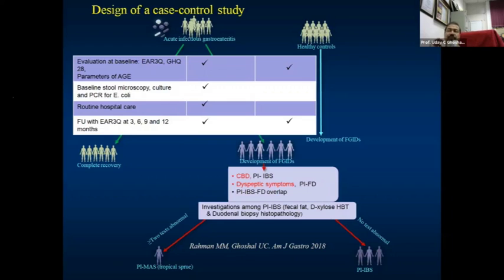Okay, clear? Now what happens is the subsequent parts are results, so we don't concentrate on results. Here we concentrate on design. This is a cohort design.